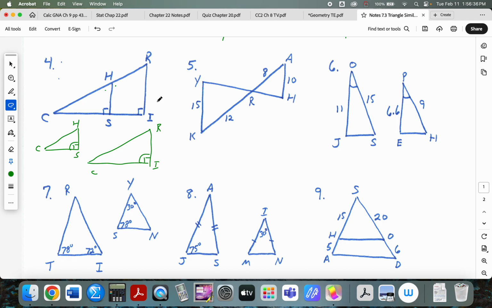Stetson? C, angle C is the same. Yeah, it's the same angle C in both of these triangles. So triangle CHS is similar to triangle CRI, again matching up the corresponding parts by angle-angle similarity.